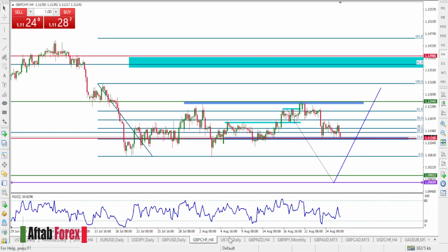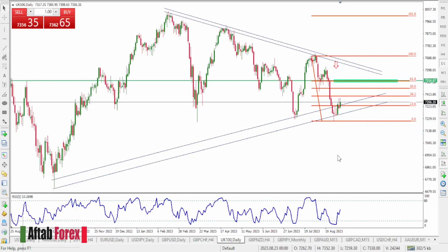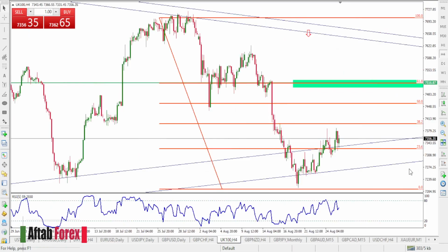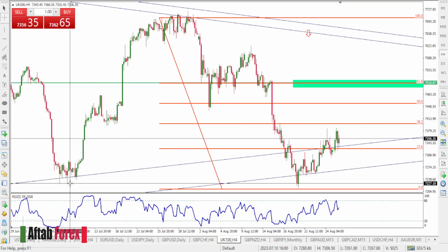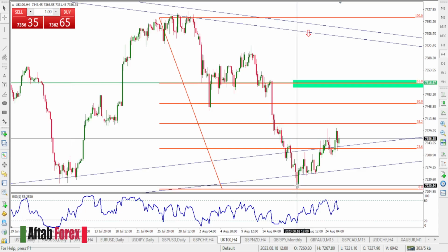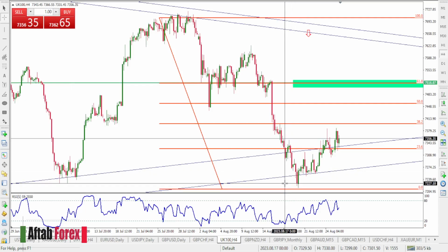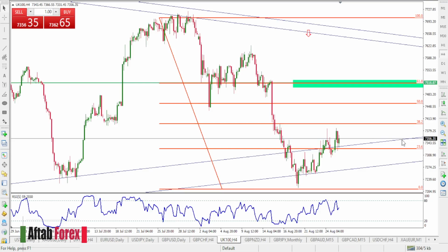UK 100, most of you will know last week I gave you a buy setup, and right here if you can see, the buy setup was all the way from right here, and just 116 pips it came down, but it gave a profit of around 1565 points, I should say, and still it is going to go further up towards 7516.87.